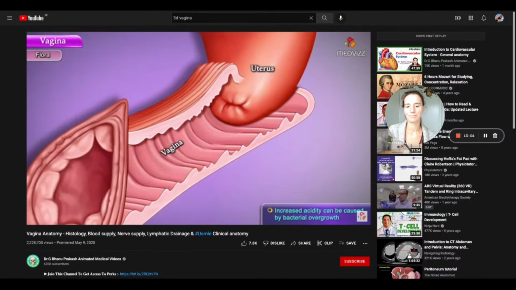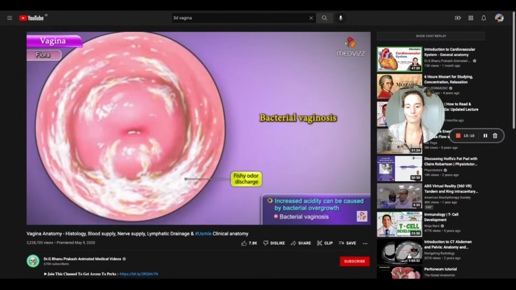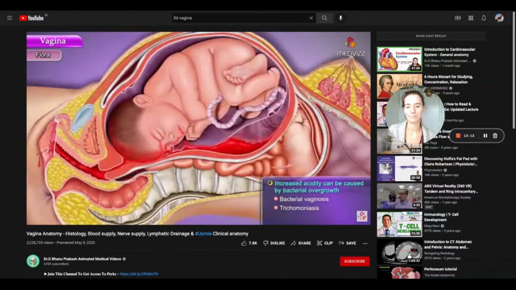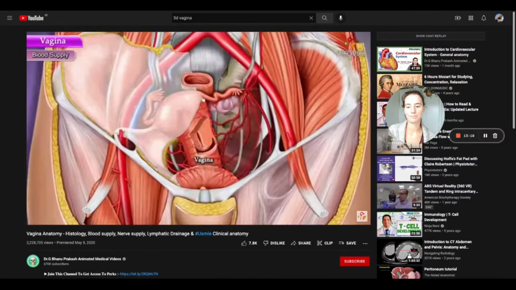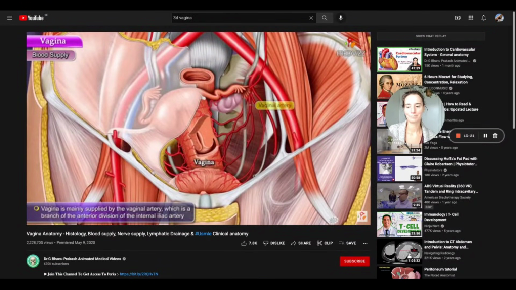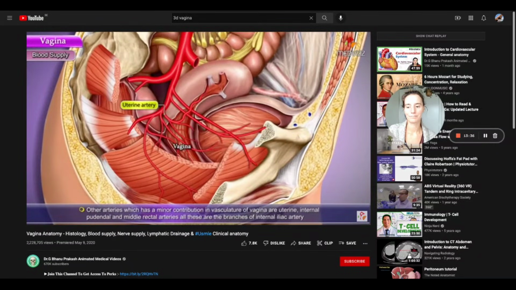An increased acidity can be caused by bacterial overgrowth, as in bacterial vaginosis, trichomoniasis, or the rupturing of membranes during pregnancy. Blood supply. Arterial supply of the vagina is mainly by the vaginal artery, which is a branch of the anterior division of the internal iliac artery. Other arteries that have a minor contribution in vasculature of the vagina are uterine, internal pudendal, and middle rectal arteries, all of which are branches of the internal iliac artery.